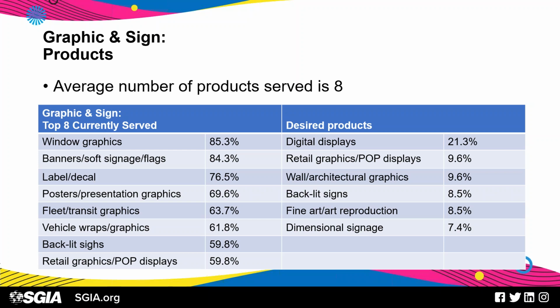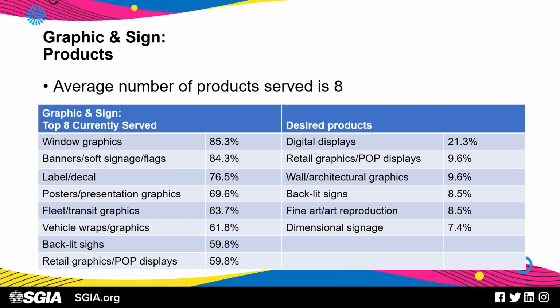Fleet and transit graphics by 63.7%, and vehicle wraps are also very popular, as well as backlit signs and retail graphics. Although the retail segment was kind of problematic for the graphic and sign producers, it still tops the list for them. There is still a demand from the retail side.